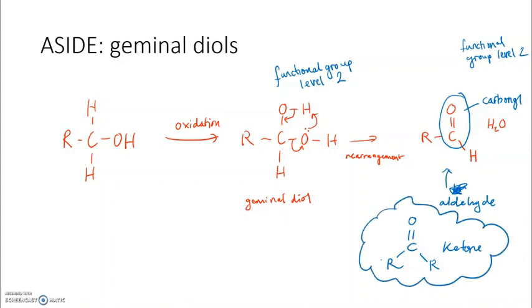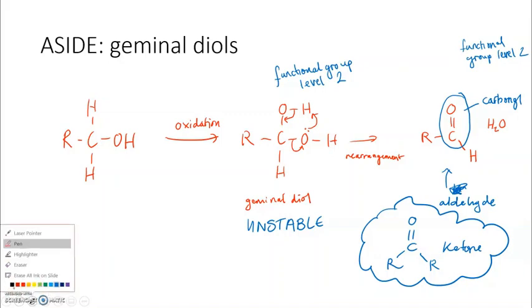Okay, so for a ketone, you'd have to have two carbons bonded to the carbon with the functional groups on it. So that's just something to note here. So geminal diols are unstable, so we don't really see them. They always break down to give you a carbonyl and water. We'll come back to why that might be useful to think about in a little while.